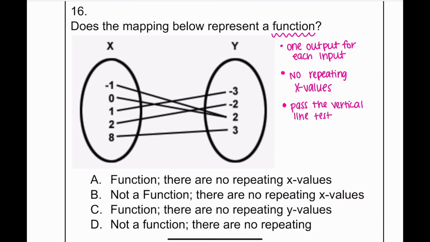So in this mapping, we have the x value of negative 1 gives us 2 as a y value. 0 gives us 2 as a y value. So far, we don't have any repeating x's. 1 gives us 3, 2 gives us negative 2, 8 gives us 3. So since we don't have any repeating x values, it is a function.